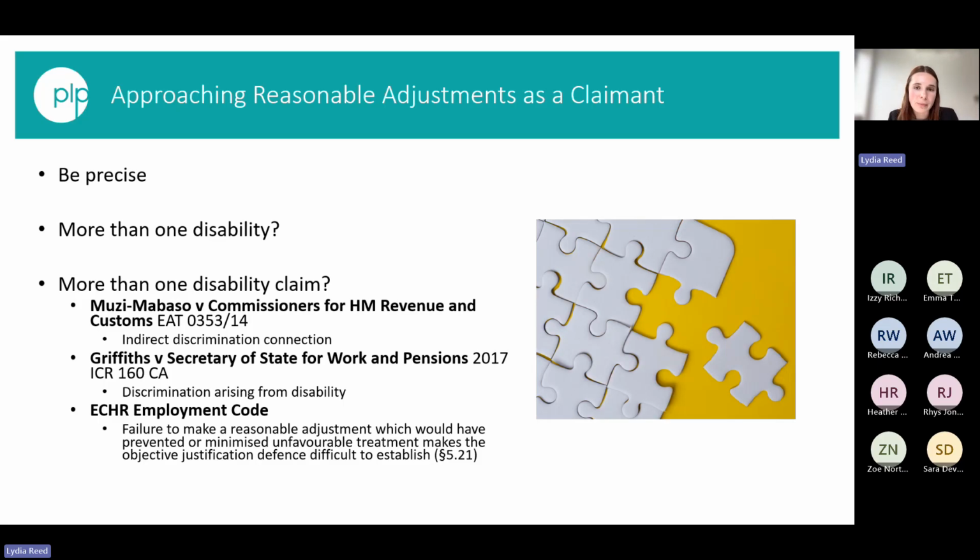The ECHR Employment Code as well gives some further guidance there on the slide at paragraph 5.21. Essentially, if you're running the objective justification defence in Section 15, it may be even harder to establish if you fail to make reasonable adjustments, given that you're looking both at reasonableness and proportionality. So they're likely to be interlinked, and it's important to spend time carefully crafting how those claims will run together to succeed.